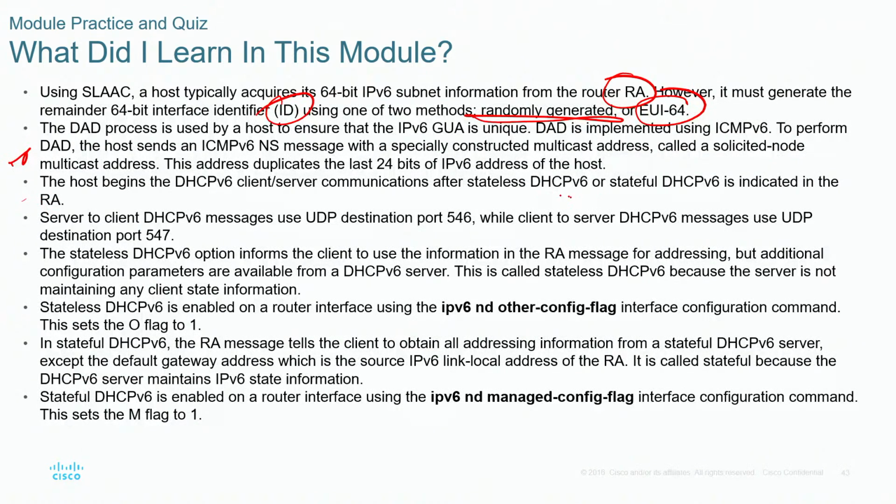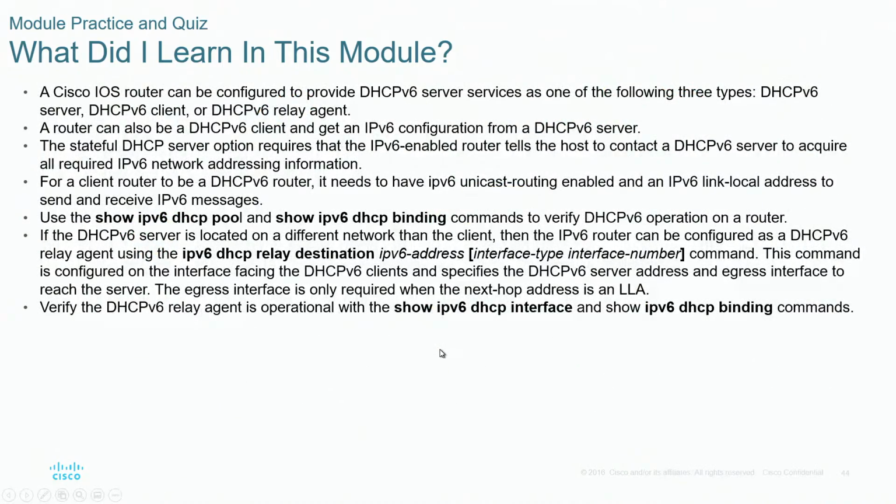After we figure out if we're talking to a stateless or stateful router advertisement, we can go through and figure things out. If we're talking to a DHCP server, that's going to be UDP 546 on the client and UDP 547 on the server. Stateless means it doesn't keep track. IPv6 ND other-config-flag turns on the O flag. ND managed-config-flag turns the M flag to 1. You can set up routers to do that. You can set up routers as clients.